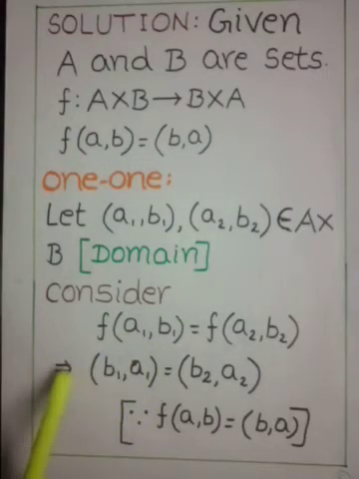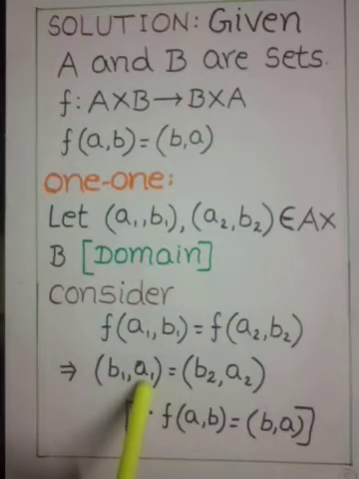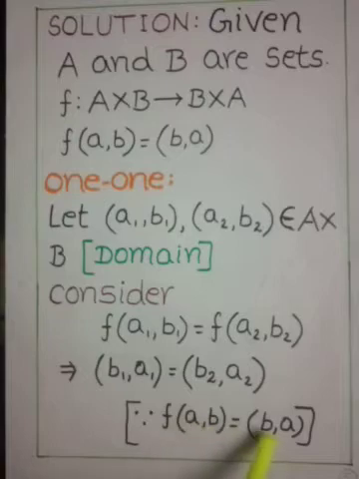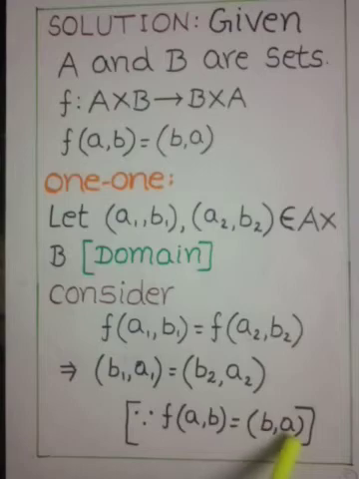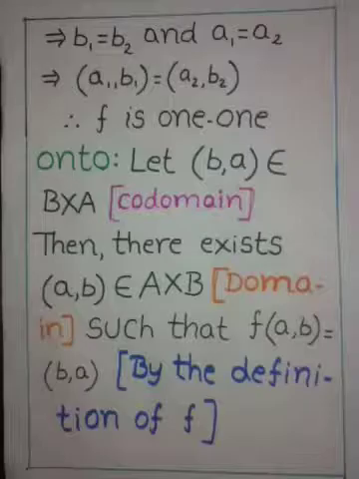Okay, my dear children, this implies the ordered pair (b1, a1) in LHS, and in RHS the ordered pair (b2, a2), because f of (a, b) is equal to the ordered pair (b, a). So f of (a1, b1) is the ordered pair (b1, a1), and I wrote it in LHS. Similarly, f of (a2, b2) is equal to the ordered pair (b2, a2), so I wrote it in RHS. Understood, my dear children?